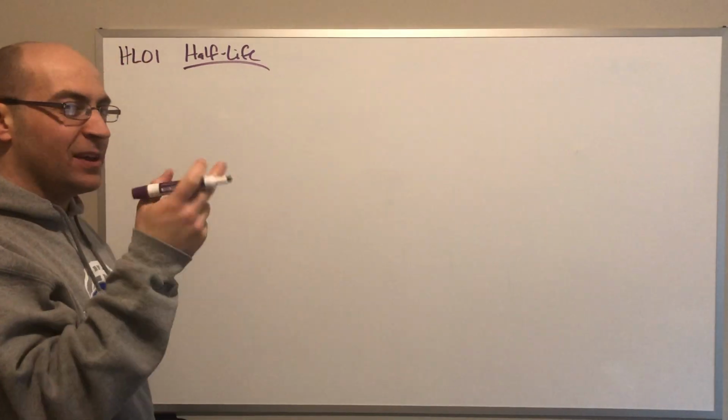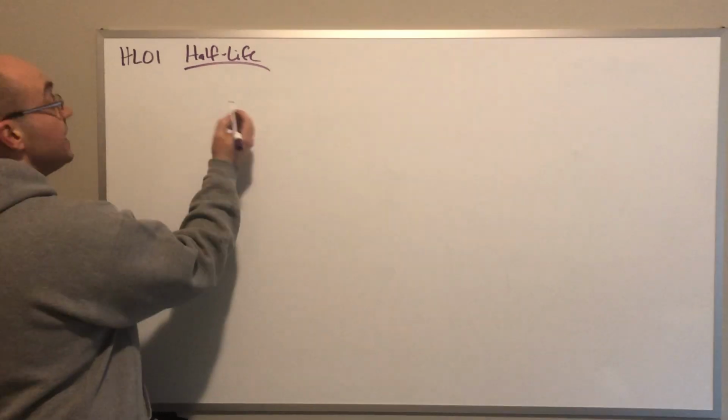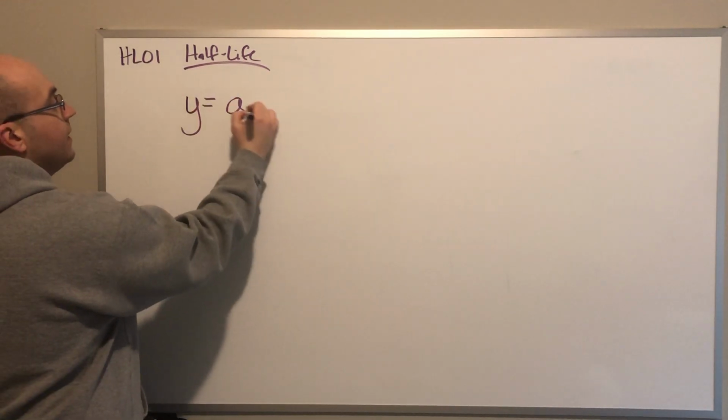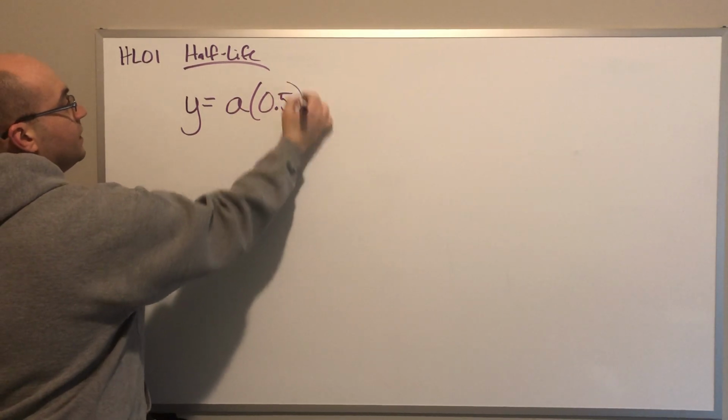All right, boys and girls, half-life. The half-life formula is, I want to say it's the easiest formula, but it's not really because the cycles are weird. So the half-life formula is the easiest formula to remember. It's y equals a times the quantity of 0.5 raised to the t power.